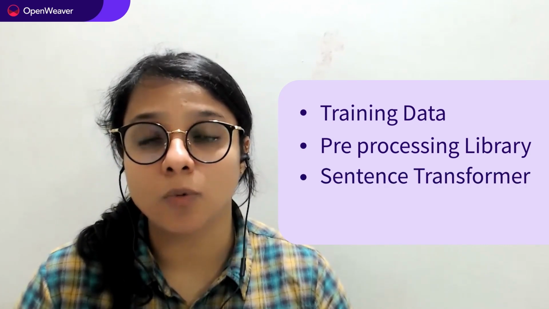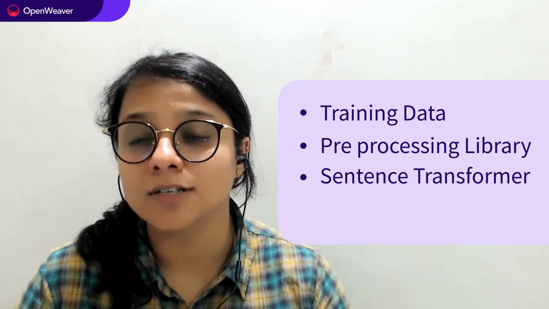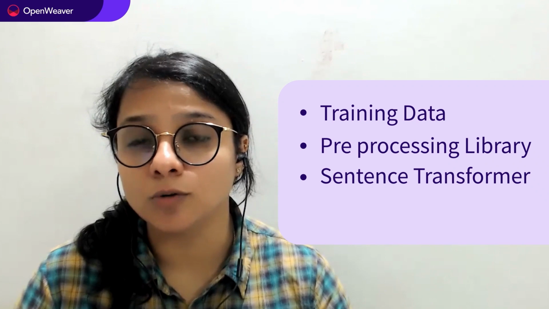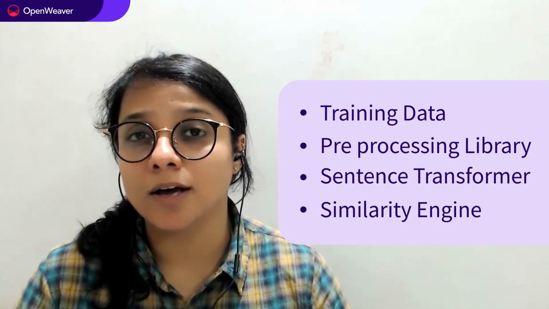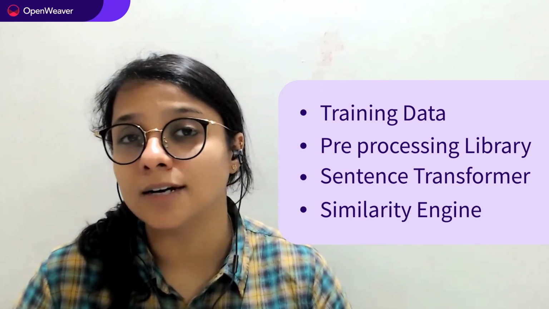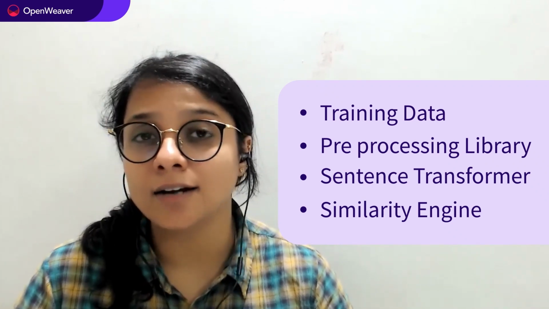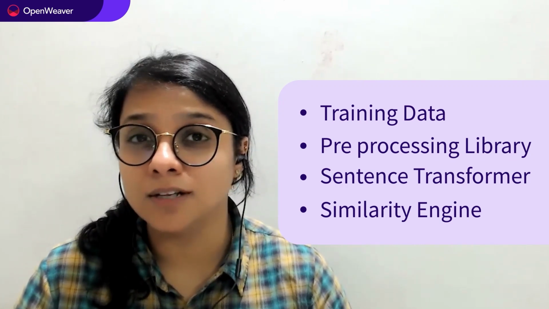Third, you will require a sentence transformer so that you are able to convert this processed text into machine understandable embeddings form. Fourth, we will require cosine similarity, which will help you compute the similarity between the user query and the stored embeddings. All this is already available in the Kandi kit.